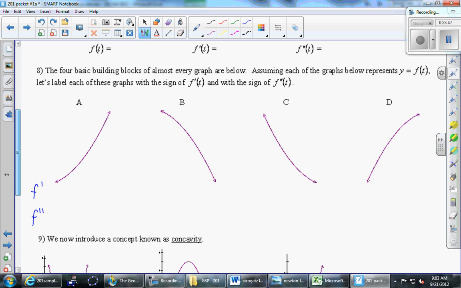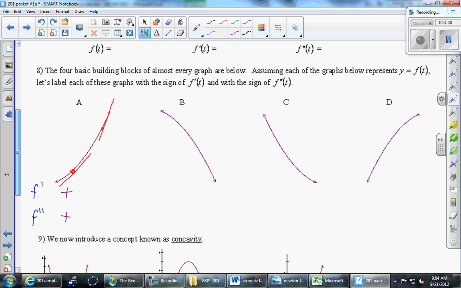Okay, so f prime and f double prime. What I'm going to do is pick a couple of points on each of these graphs and draw tangent lines. Maybe there's one tangent line, and then there's another tangent line. First, is f prime positive or negative for that graph? That's positive, because these tangent lines are uphill, positive slope. And then if we think about the slopes themselves, are the slopes increasing or decreasing? They're increasing, right? The second line was steeper than the first line. Maybe the first slope was 1 and the second slope was 2. So the second derivative is positive.